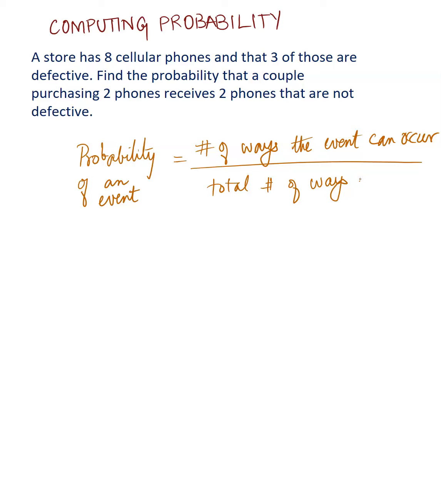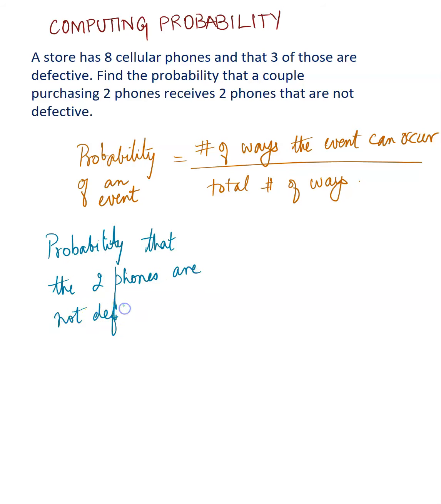So what are we trying to find? Translate this to our problem. What's the probability that the 2 phones are not defective?